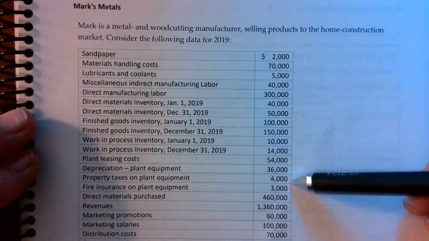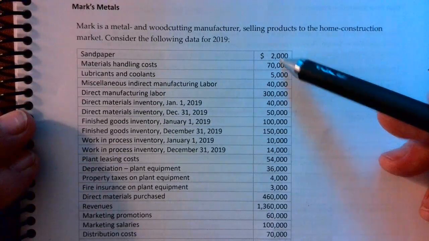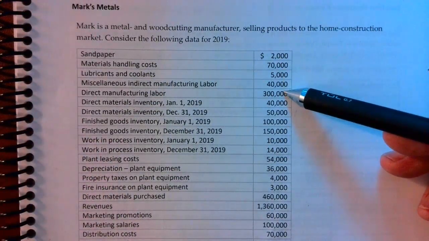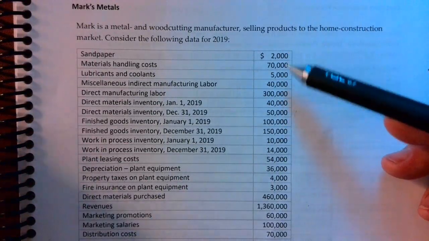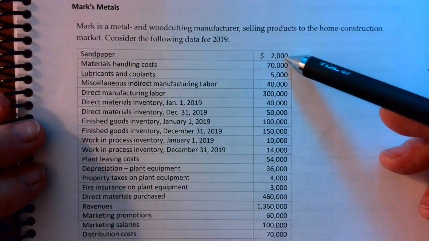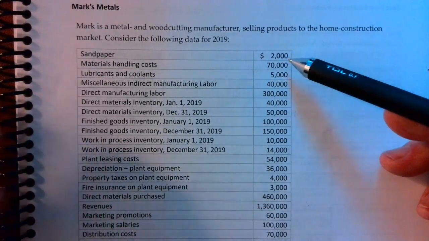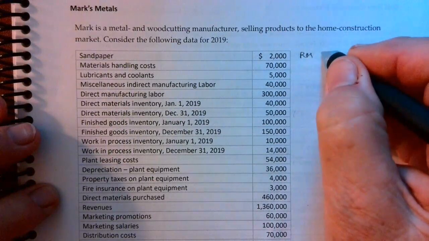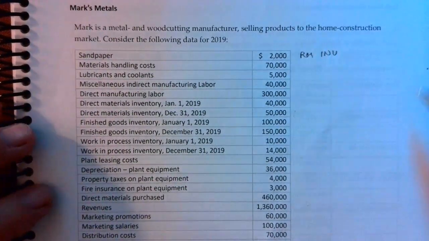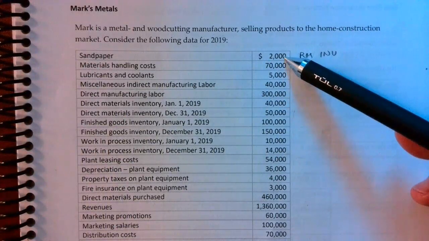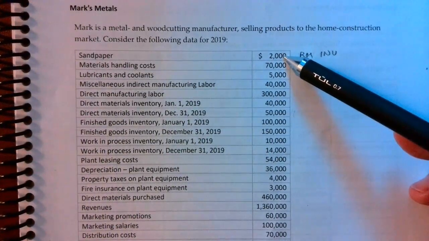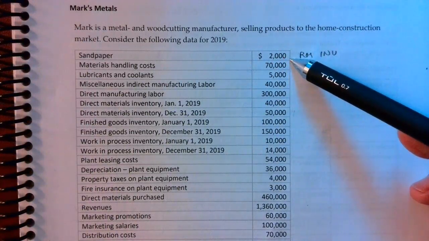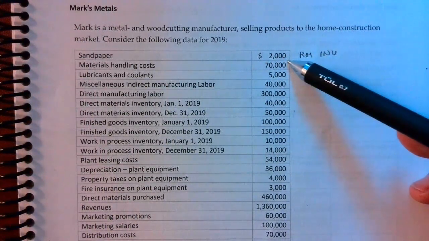We've got things like sandpaper, material handling, lubricants and coolants, miscellaneous indirect labor. These accounts, like it sounds like sandpaper, would be part of raw materials, but what you want to think about is, is it a raw material inventory item? Would you consider that sandpaper a raw material to make a product? It might be something that you use more like a supply, but it wouldn't be a raw material.